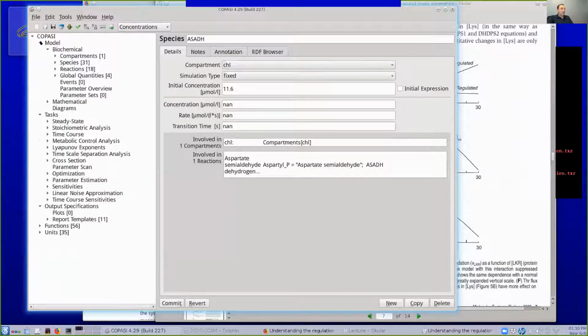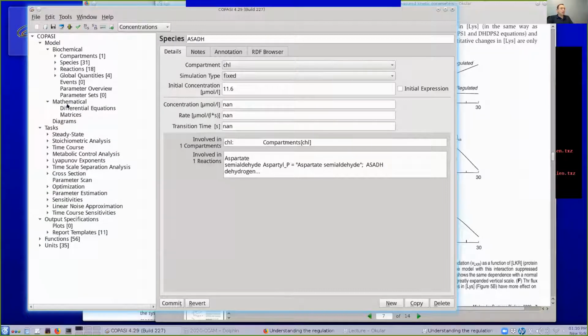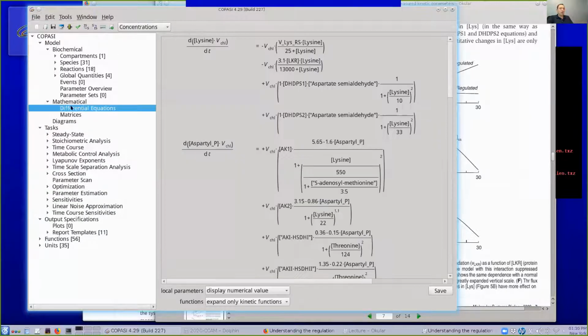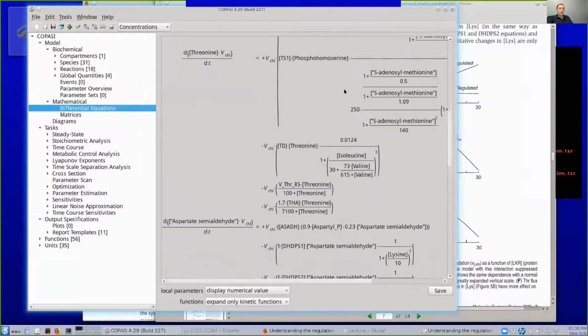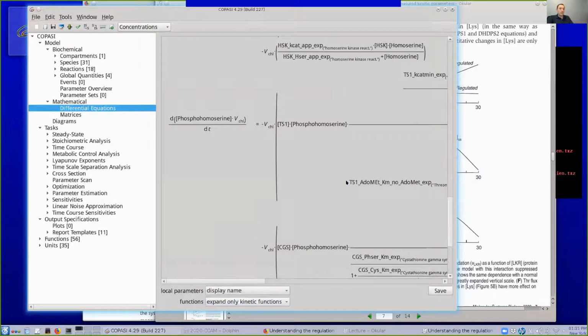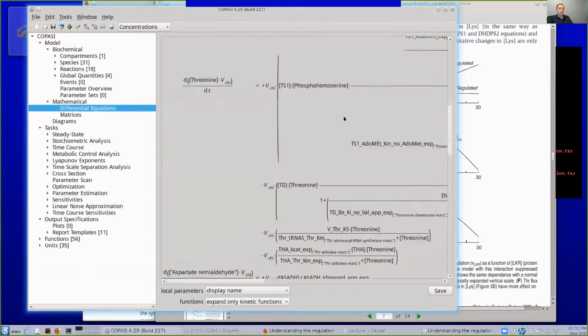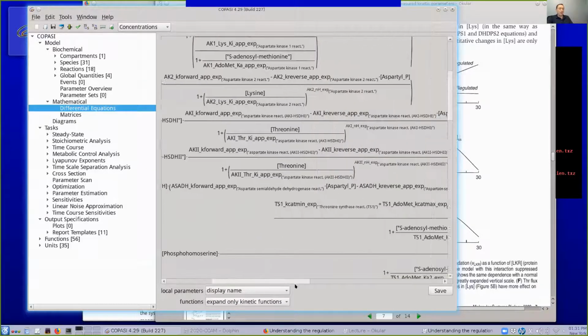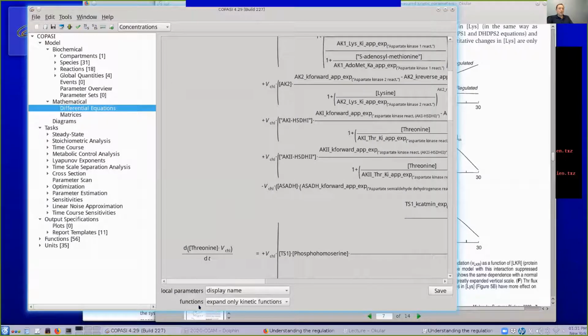As I said, you have in the hierarchy, you have model. Incidentally, you can look at the mathematical model. And in the mathematical model, you can look at the differential equations. So here are the differential equations that COPASI will solve when you press the run button. And you did not want to type this by hand. These are all the parameters of the model. They are built from the actual kinetic expressions.